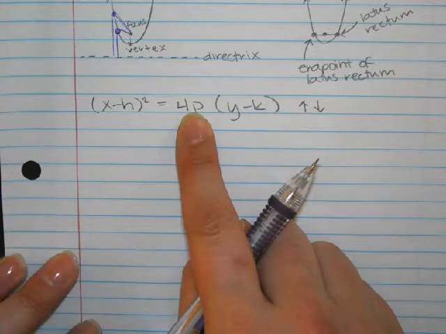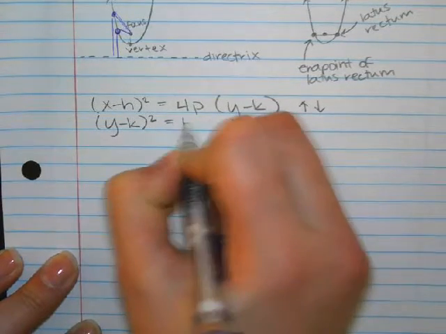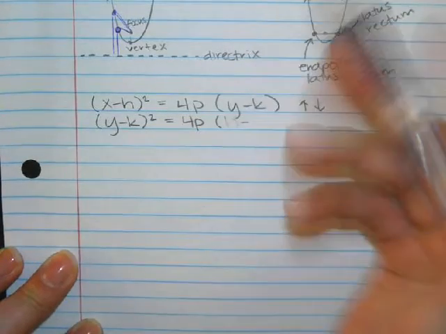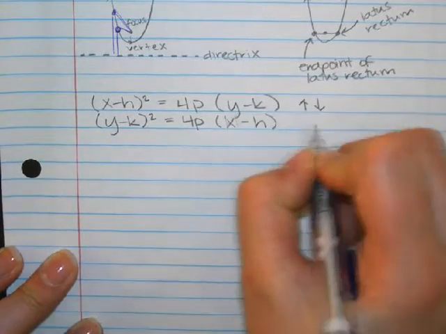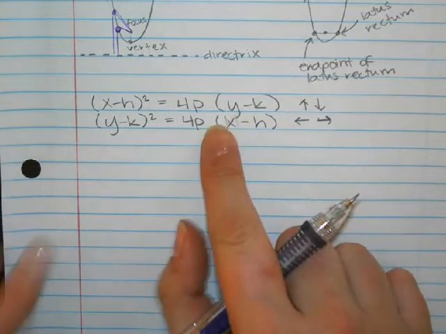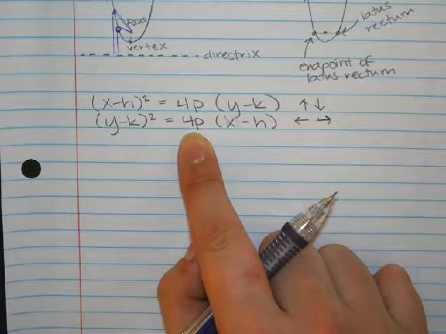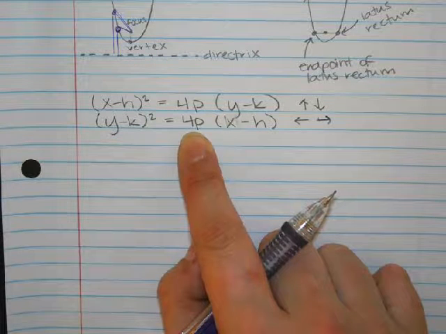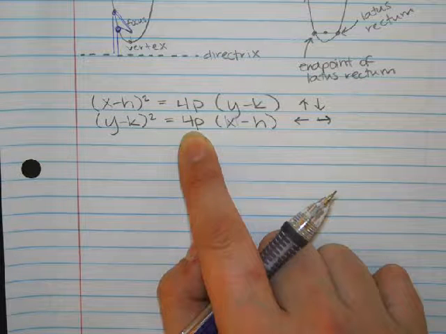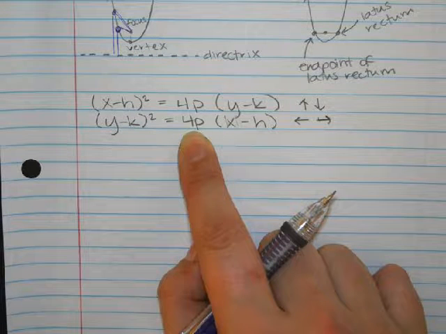Okay? The other equation we're going to look at is y minus k squared equals 4p times x minus h. And these parabolas go left and right. So if the value for 4p was a negative number, then it would open to the left. If the value for 4p is a positive number, it would open to the right. Okay? So we already know what the h and the k value are. What are the h and the k value?